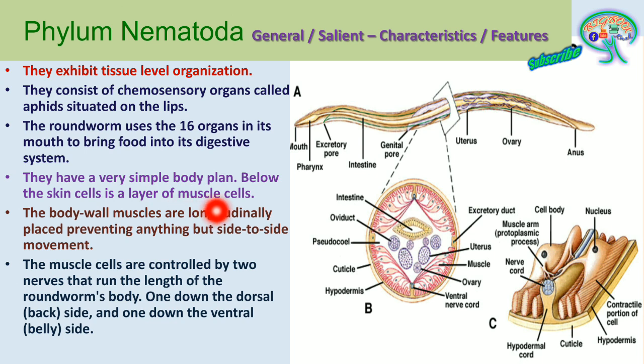Below the skin cells is a layer of muscle cells. The body wall muscles are longitudinally placed, preventing anything but side to side movement. Longitudinally placed in the sense the arrangement of the muscle cells or the body wall muscles will be from anterior to the posterior. They will be arranged longitudinally from anterior to the posterior. So that is the meaning. So the whole body has muscle cells.